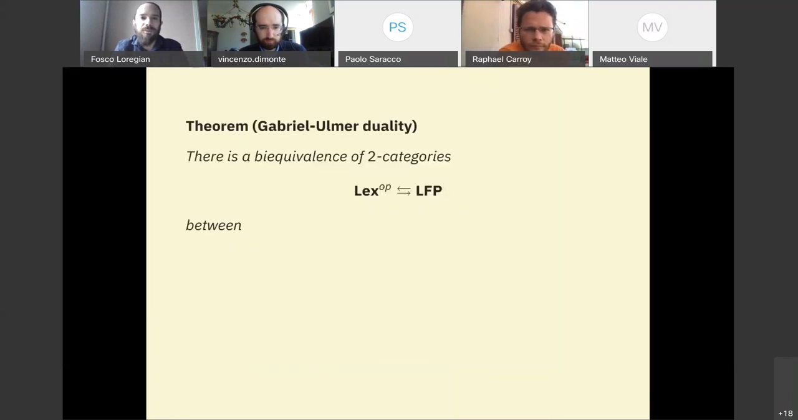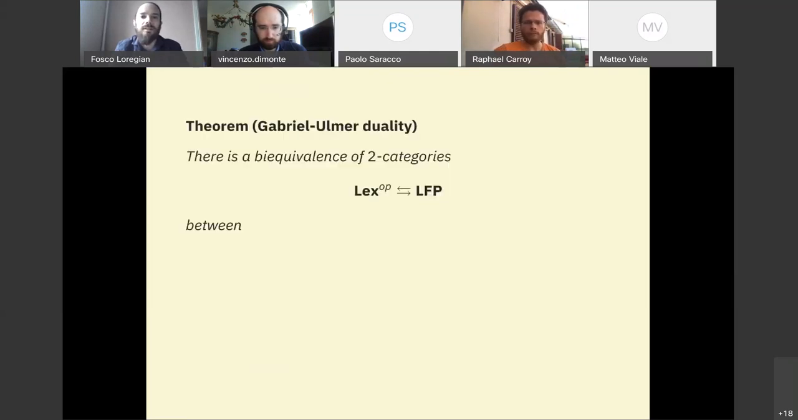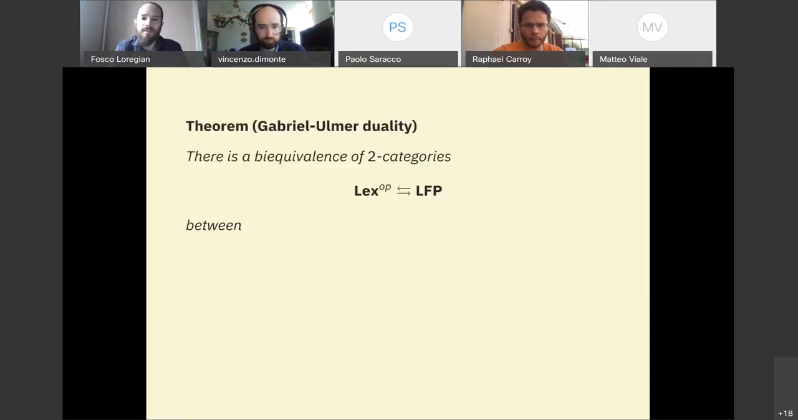Okay, cool. So, why does this theorem first appear in a book about locally presentable categories, in a book about categorical logic? Well, because there is a very tight connection between essential algebraic theories, locally finitely presentable categories, and categories with finite limits. And this tight connection is a theorem by Gabriel and Ulmer.